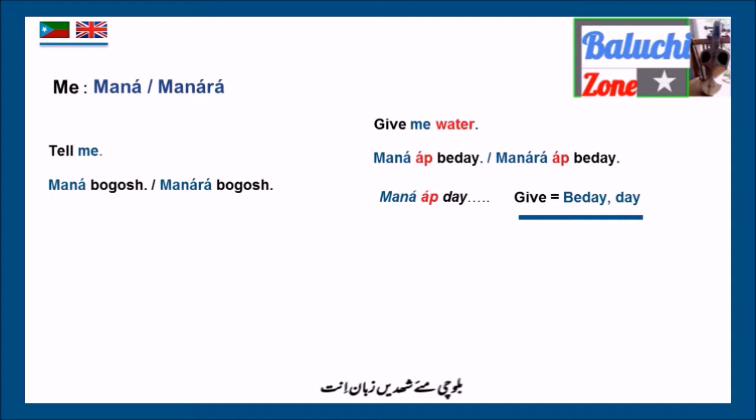In Balochi language, we do not use mana as in me in the following context: me and Adam. Instead, we would say Adam and I, as in Man o Adam, not mana o Adam.